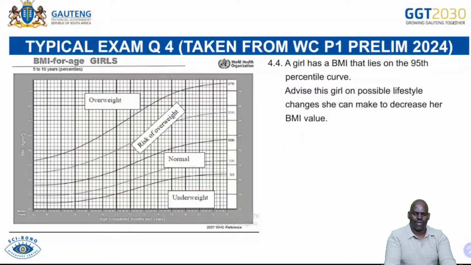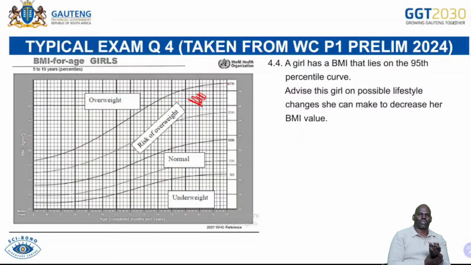Okay, then 4.4, a girl has a BMI that lies on the 95th percentile. Advise the girl on possible lifestyle. So if the girl is in the 95th percentile, 95th percentile will still be here because this is 97. Any girl who's here, okay, 95th percentile, will be at risk of overweight.